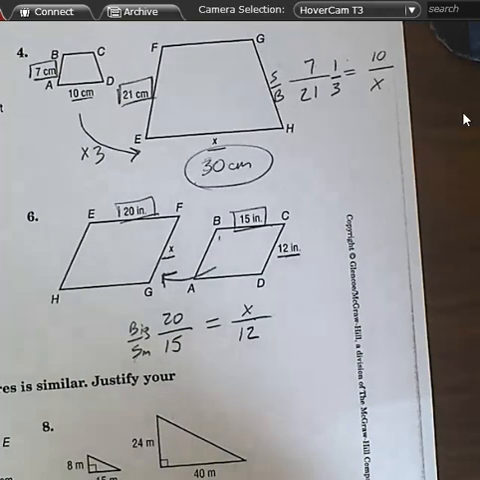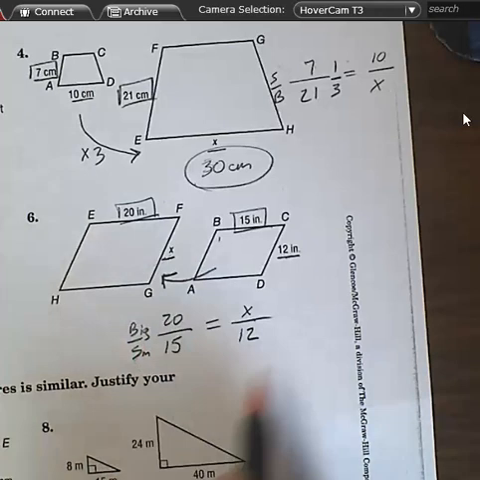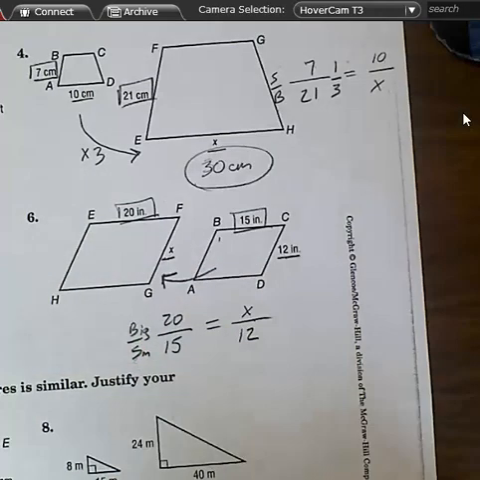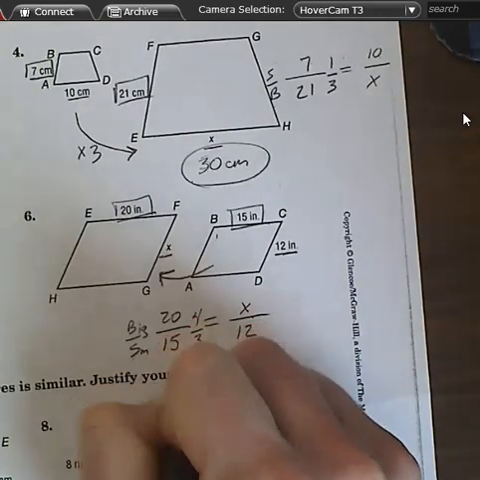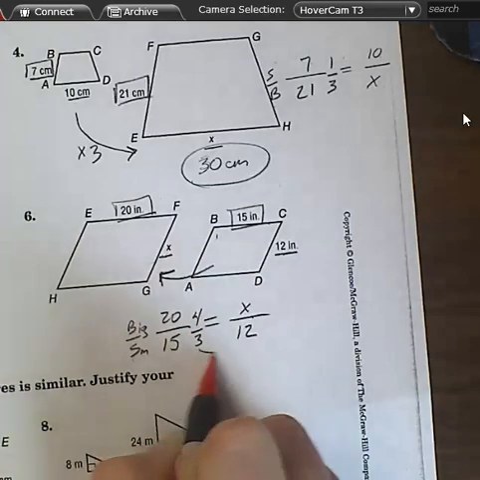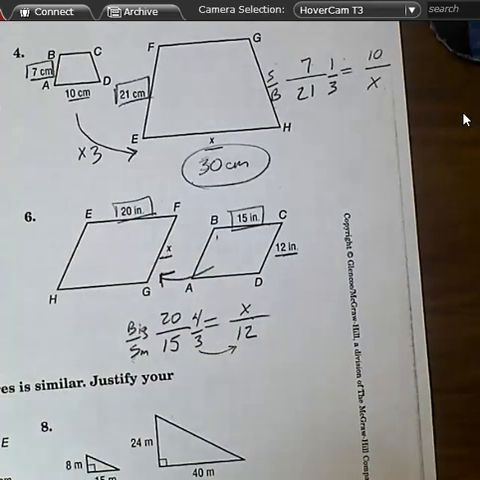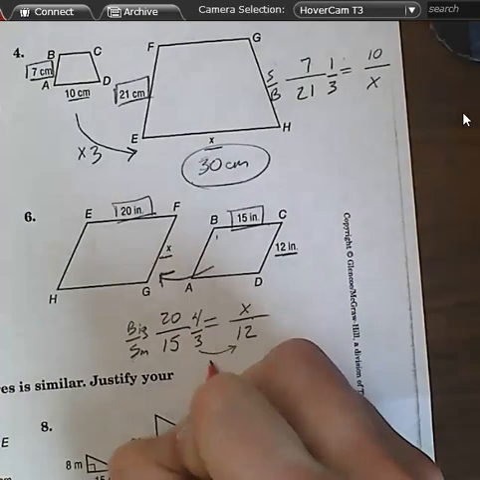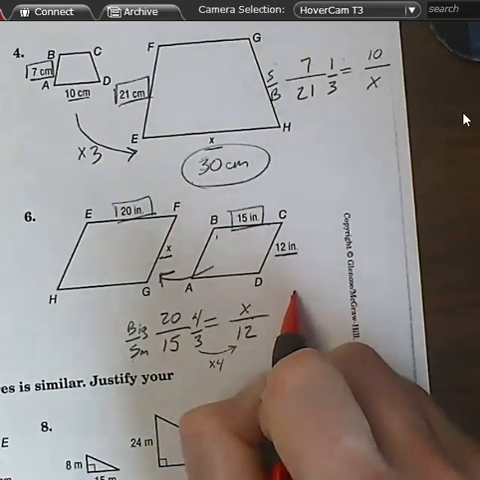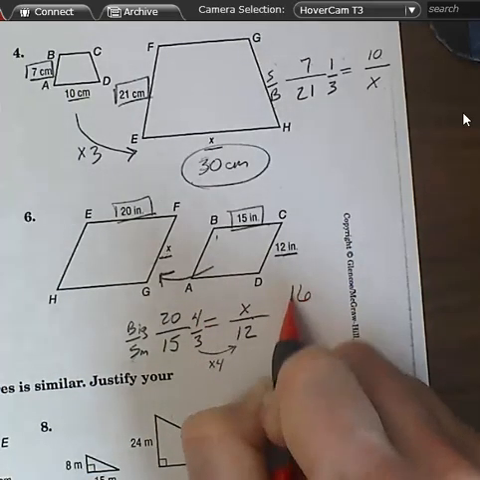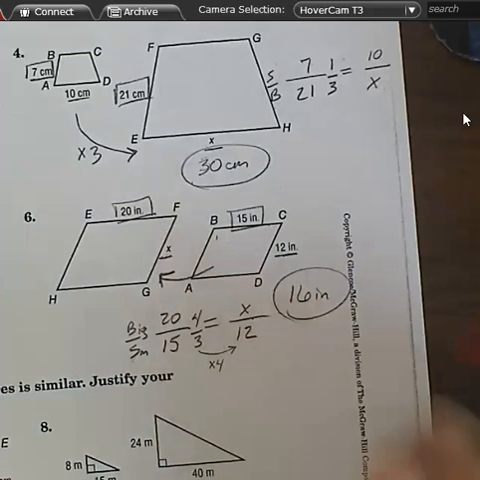Thank you, Cammie. I love that. I noticed that 20 over 15, I can reduce to what fraction? 4 over 3. Can I easily go from 3 to 12 now? Totally. Times 4, and if I multiply the bottom by 4, I have to multiply the top by 4, so my answer is going to be 16 inches. If you don't have labels, it's not right.